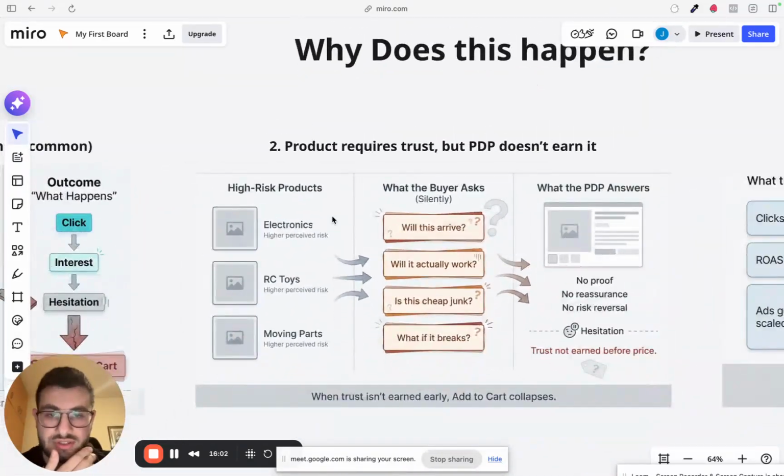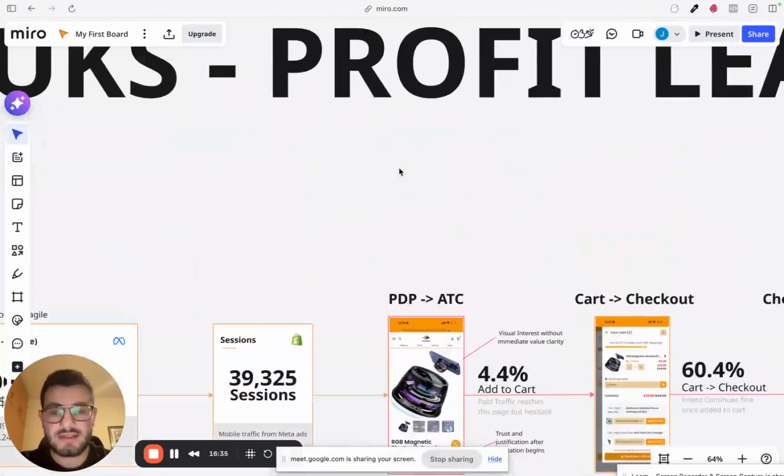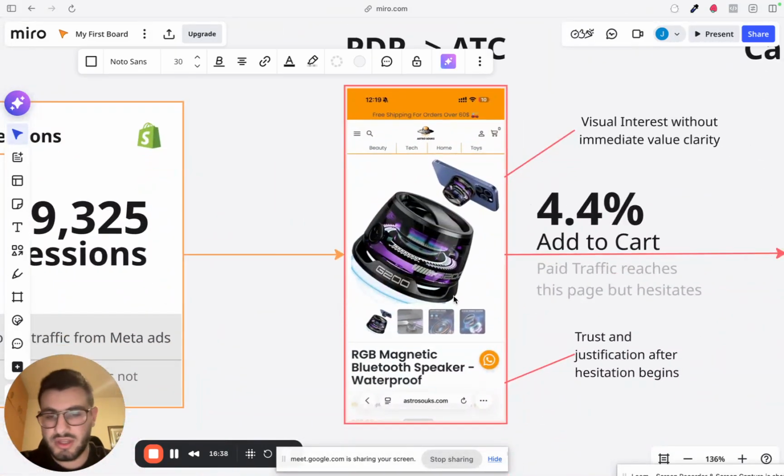Second reason is products require trust, but the PDP does not earn it. So we have high risk products. I noticed we have a lot of high risk SKUs: electronics, RC toys, stuff that have moving parts. So what the buyer asks silently is, will this arrive? If they're a first time customer, will this arrive? Will it actually work? Because they're cheap electronics. Is it just cheap junk? Will it break? There's so many questions, and looking at the PDP, it does answer that 2 to 3 scrolls away, but it's not answered above the fold. You know what I mean?